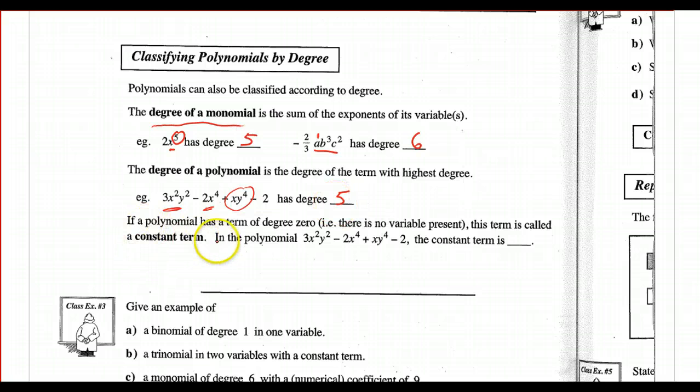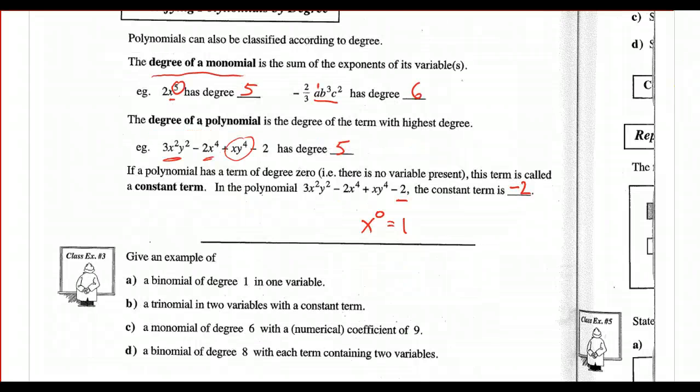If a polynomial has a term of degree 0, such as this one here, x to the 0 is just 1. So that would be a constant. Anytime you don't see a variable, you can say that's the constant. So in this case, the constant is -2. Okay. All right. Let me do this last example here.